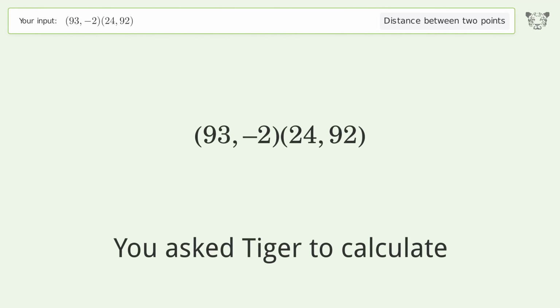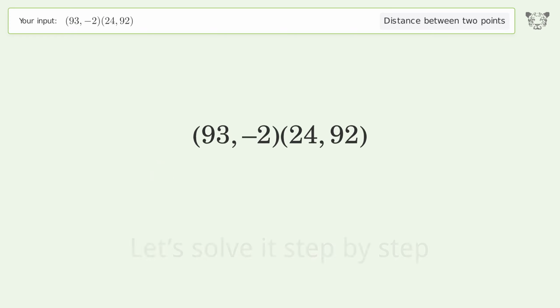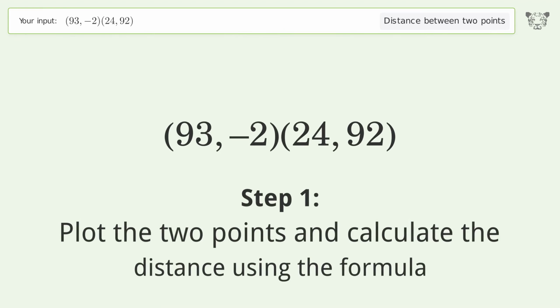You ask Tiger to calculate. This deals with the distance between 2 points. The distance between the 2 points is the square root of 13,597 or 116.606. Let's solve it step by step. Plot the 2 points and calculate the distance using the formula.